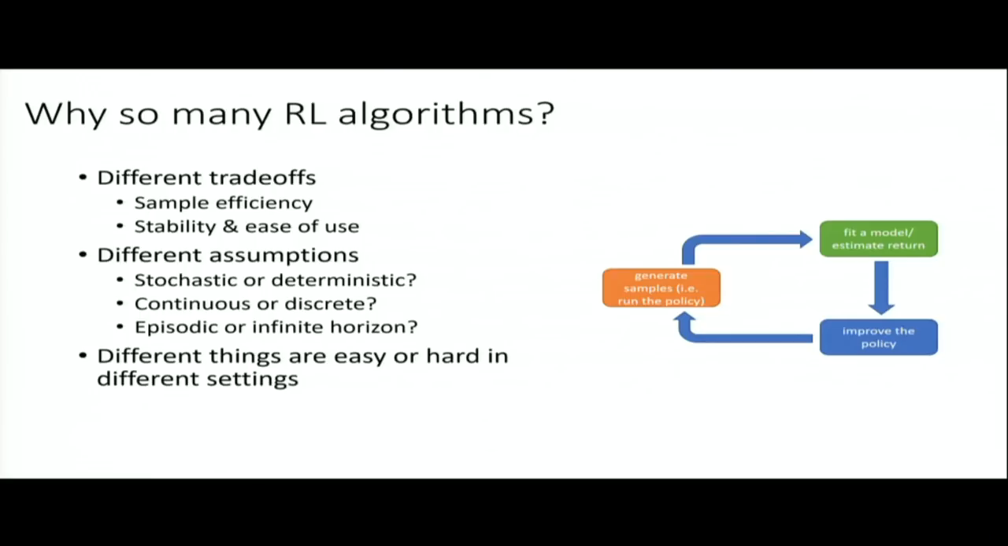And then different things are easy or hard in different settings. So even if your problem fits into the assumptions of a particular algorithm, maybe the particulars of your problem will influence which method works better or worse. So is it easier to represent the policy, or is it easier to represent the transition function? That depends on the particulars of your problem. Maybe it's easier to represent the value function. So then that, again, will inform your choice of method.